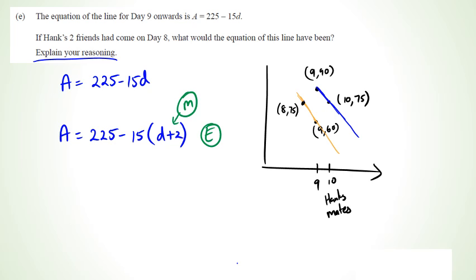All right, and I guess what you'll do is you can actually just write a statement to say that if Hank's mates arrive on the 10th day, they would still have 75 meters squared left, but if they'd arrived on the 8th at 75 meters squared, your graph has to shift 2 days to the left. That's how you explain it. So the graph shifts 2 days to the left, and there's your reasoning. All right, let's go to the next question.